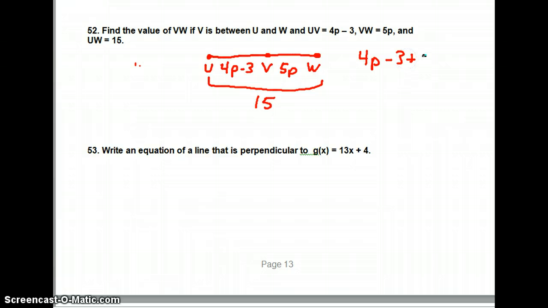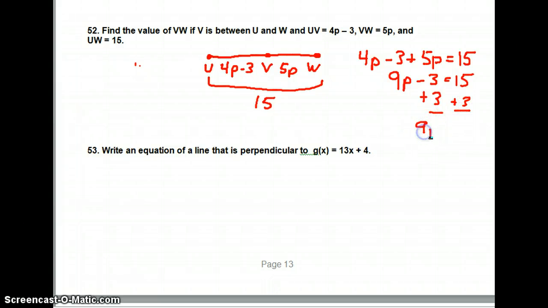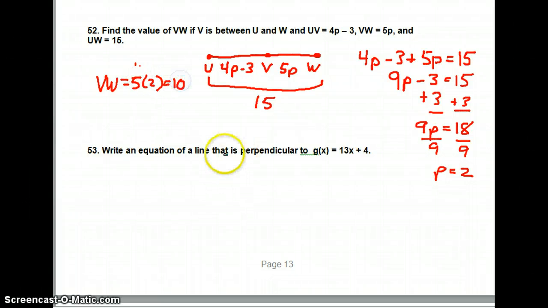plus 5P equals 15. Combining like terms, we've got 9P minus 3 equals 15. Add 3 to both sides. 9P equals 18. Divide by 9. P equals 2. We were looking for the value of VW, so VW equals 5 times 2 equals 10.